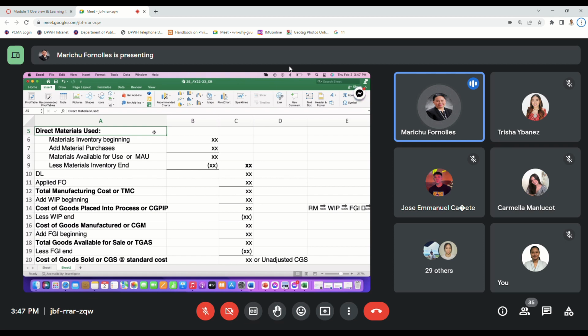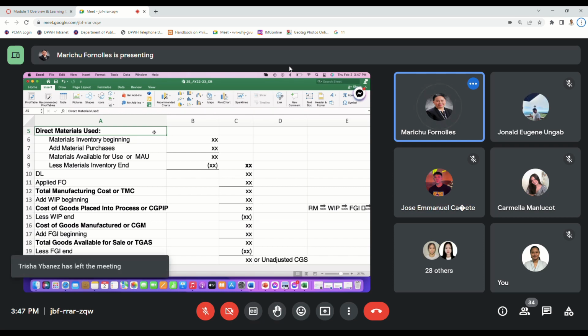Especially this exercise number 2. This follows the format of your material ledger card since they are using first in, first out perpetual inventory system.